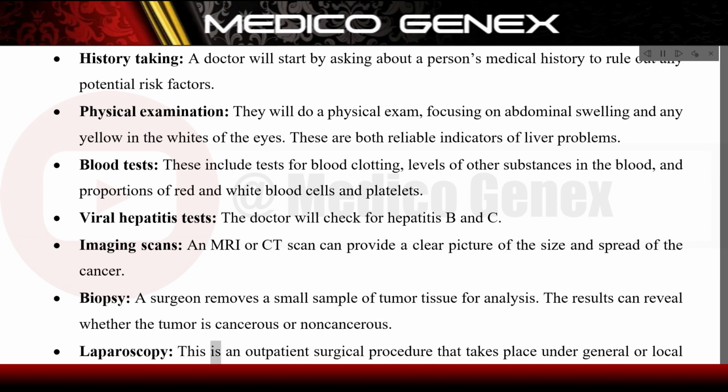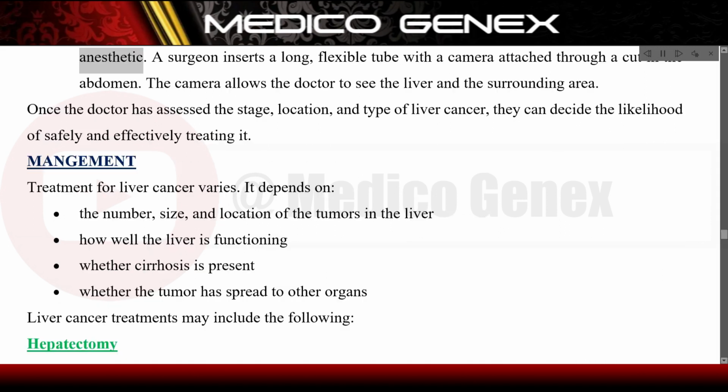Laparoscopy. This is an outpatient surgical procedure that takes place under general or local anesthetic. A surgeon inserts a long, flexible tube with a camera attached through a cut in the abdomen. The camera allows the doctor to see the liver and the surrounding area. Once the doctor has assessed the stage, location, and type of liver cancer, they can decide the likelihood of safely and effectively treating it.